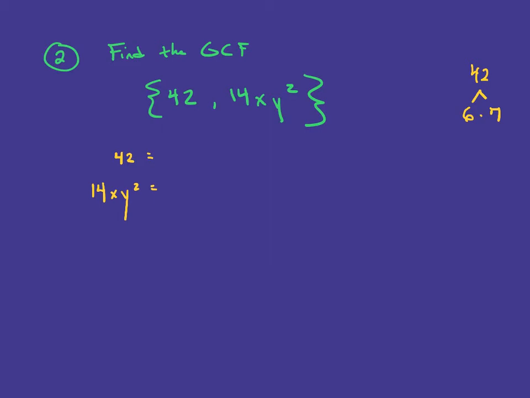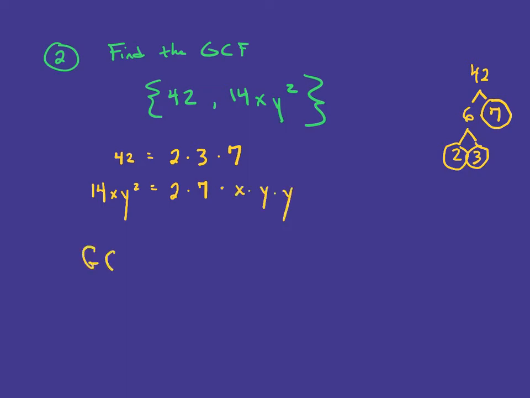You can go with 6 times 7. You can go with 21 times 2. 7 doesn't break down. 6 does. 2 times 3. And 2 doesn't break down. 3 doesn't break down. So we've got 2, 3, and 7 make up the 42. 14, maybe you can do this in your head. That's 2 times 7. We've also got an x. We've also got 2 y's.